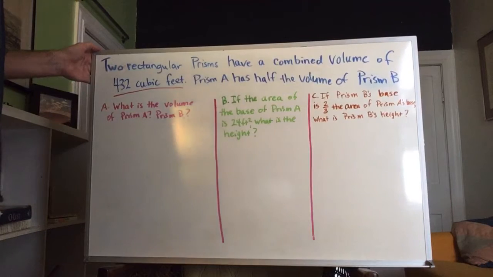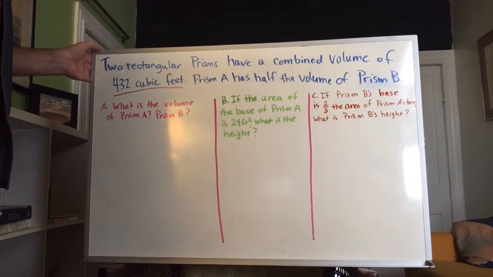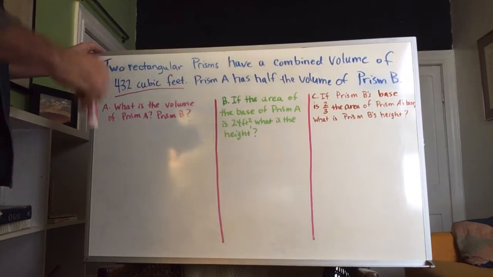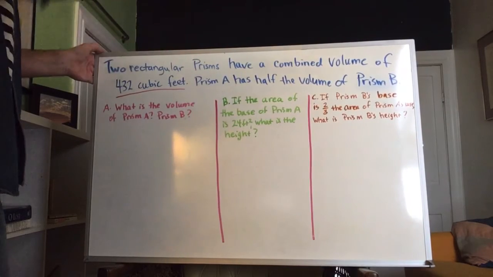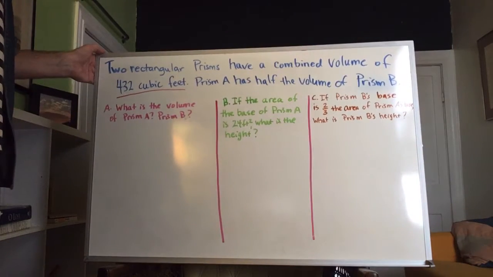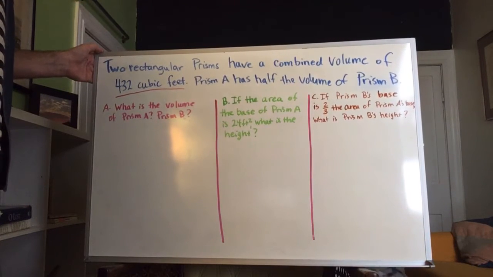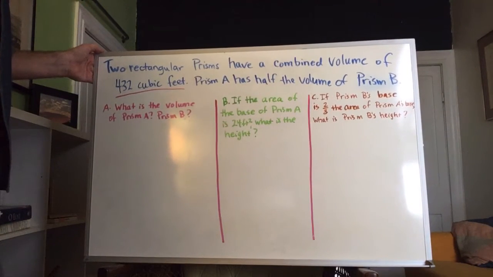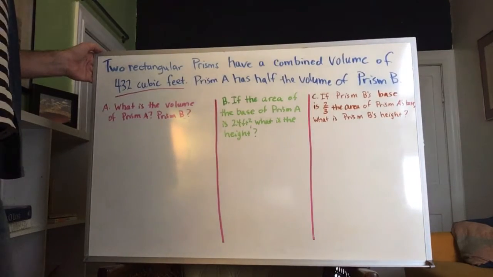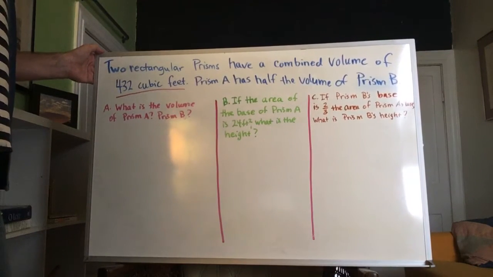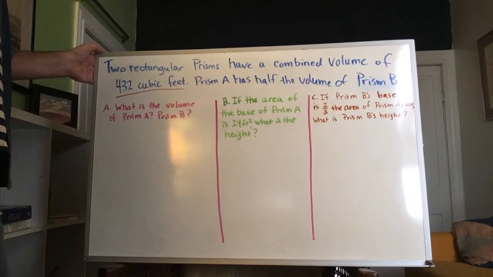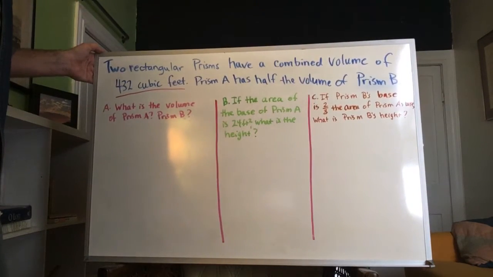If we look at it, it starts with a statement, right? So asking a question at first is just giving you information. It says two rectangular prisms have a combined volume of 432 cubic feet. Prism A has half the volume of prism B. So right away, I think a lot of people are like, oh, well, if prism A is half the volume of prism B, then we just divide 432 by 2, right?